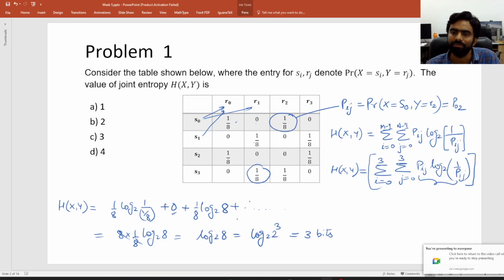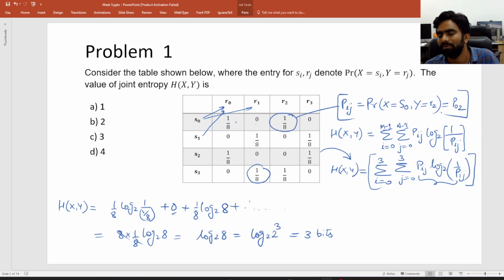Clear? So I hope this will be clear. Any doubt in this one? Any doubt in calculating the entropy of H(Y|X), or any doubt in this table, how from this table we can write the entropy or the probability?